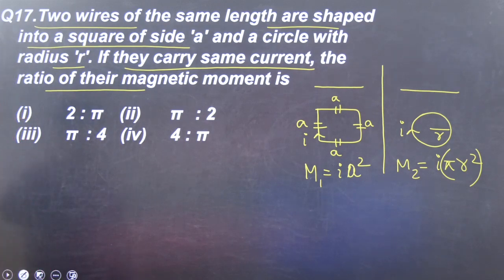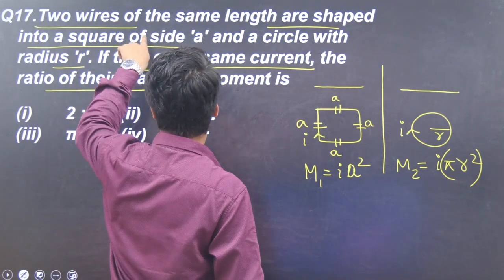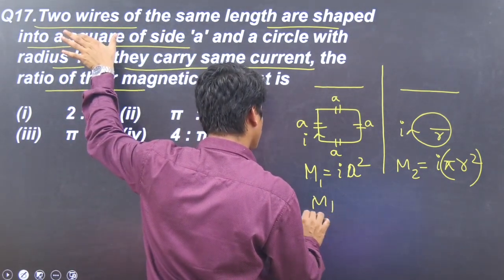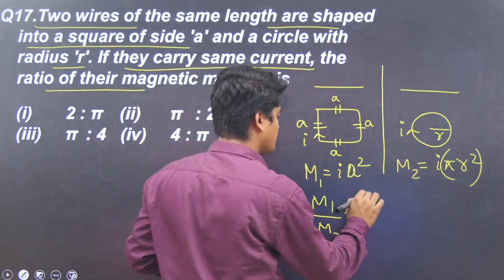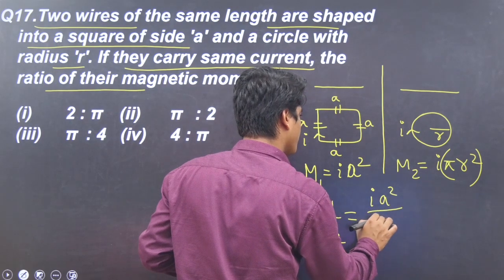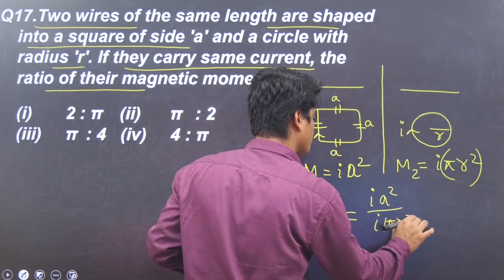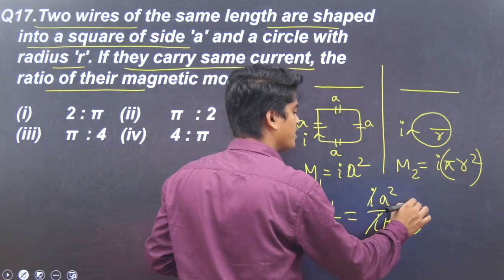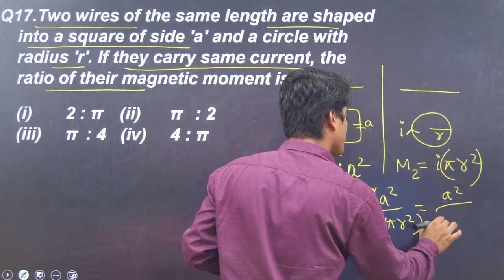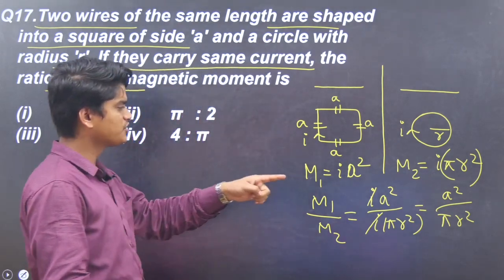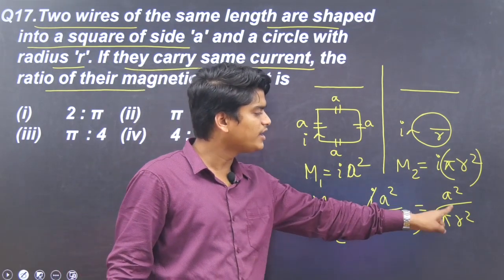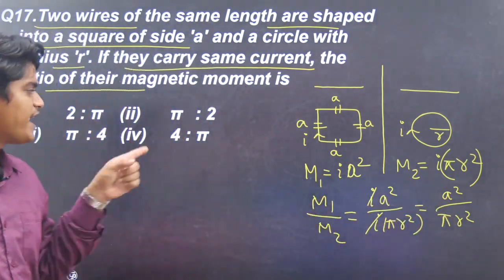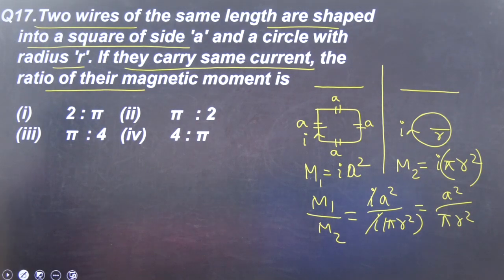But they asked to find the ratio of their magnetic moments. First they mention the square, second the circle, so I'll write M1 by M2. It will be I a square divided by I pi r square. Here I cancels, and we need to find a square by pi r square. But you see the options are not like that, the options are something like pi by 2, so we need to remove this a by r term.